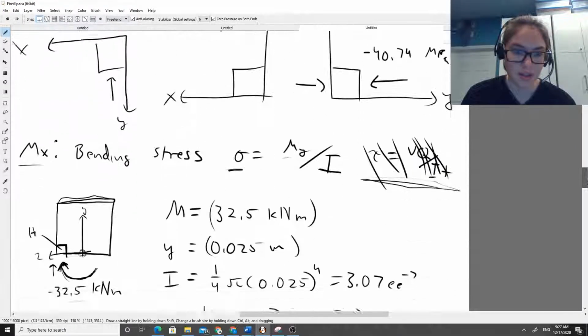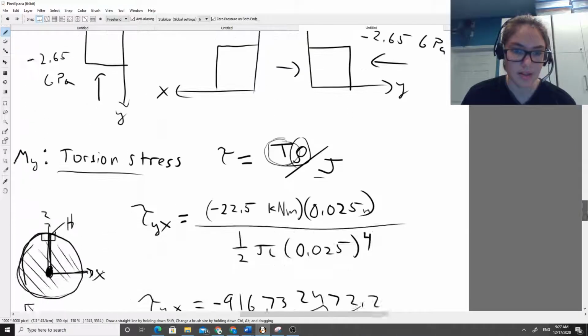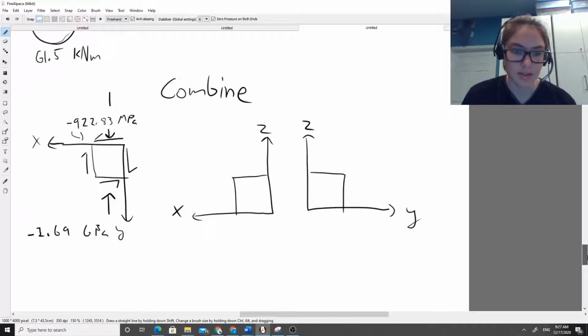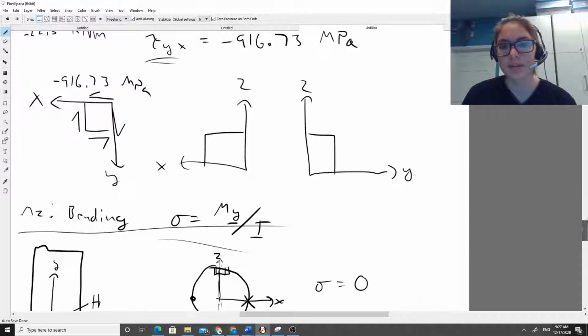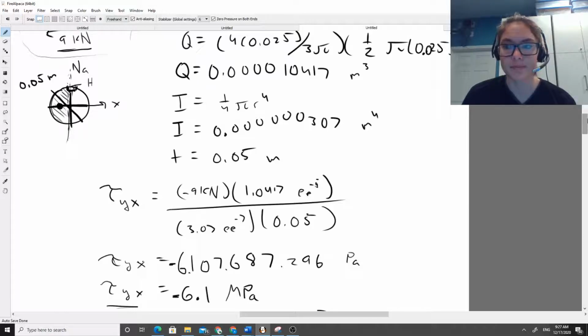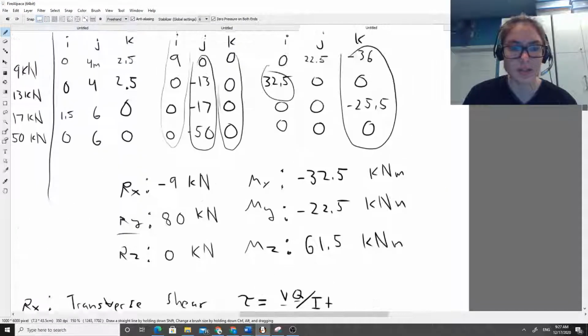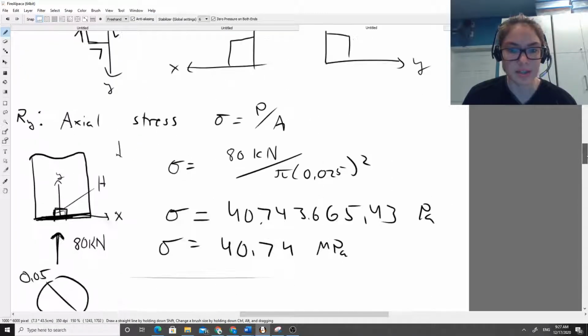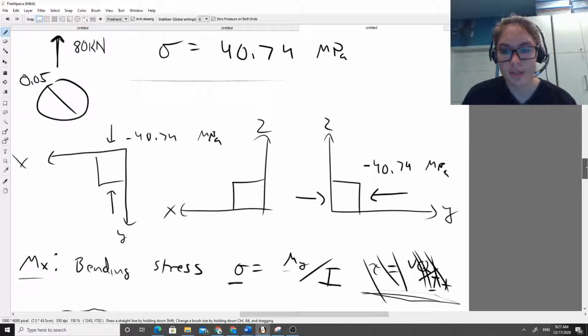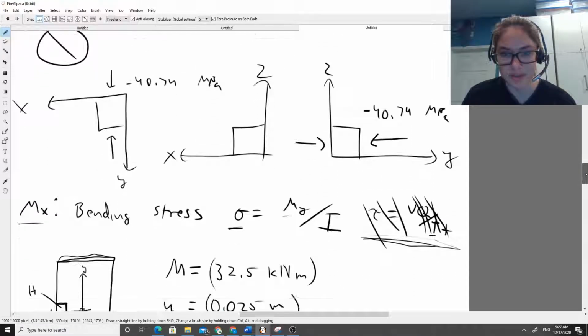Nothing, nothing, nothing, nothing. So we have nothing for XZ. What about ZY? Let's go the way up. Anything going on in the ZY plane? Nothing. So we do have a negative 40.74 megapascal stress there.